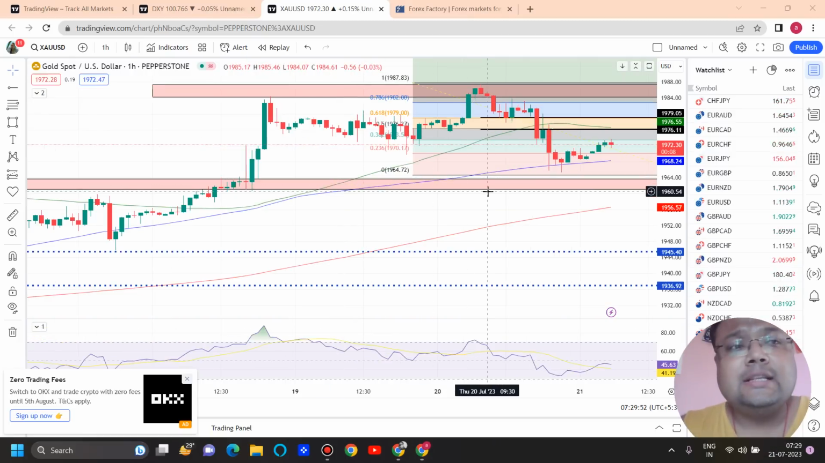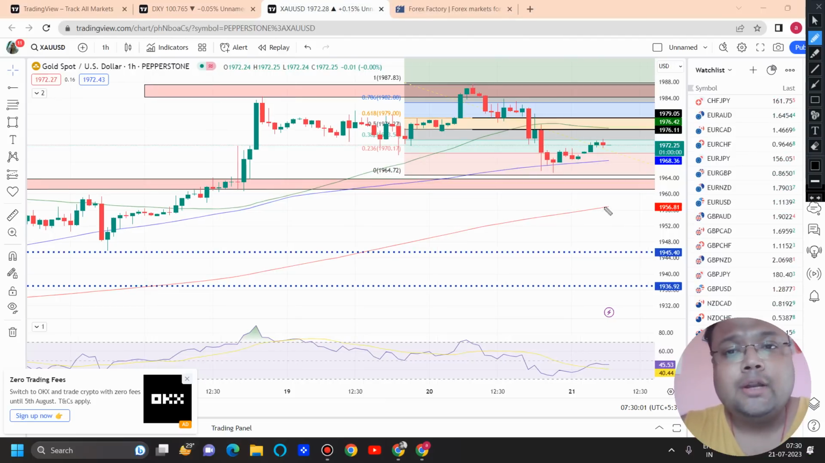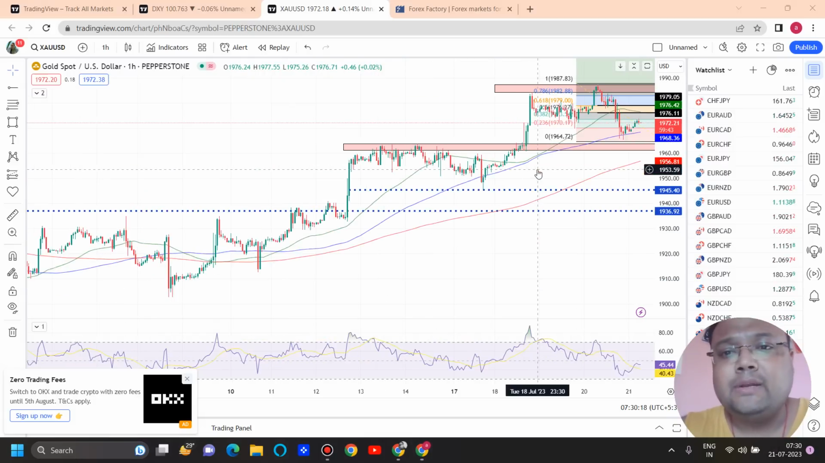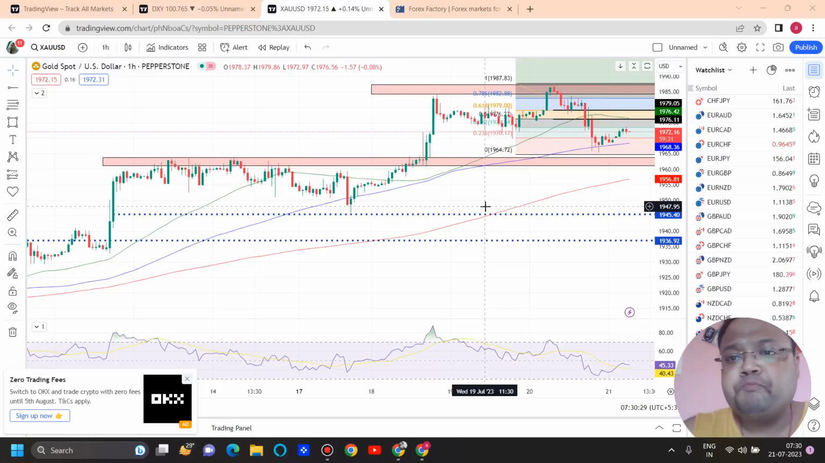And in case the support of 1965 doesn't work out, then your next support will be around 1956-57, the 200 moving average, and then 1945. 1956-57 because of the 200 moving average, and 1945 because of Fibo 38.2% retracement level, as well as strong price rejection around this area. 1945 is a very good level on the chart right now, but far away. So as a result, keep your eyes on 60 to 63 only.